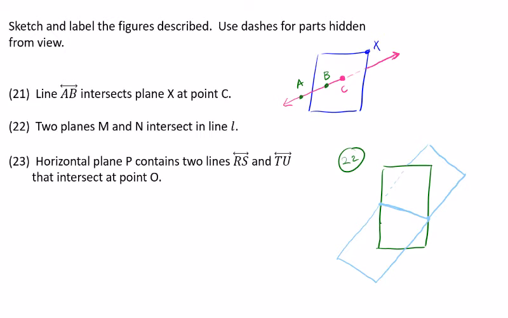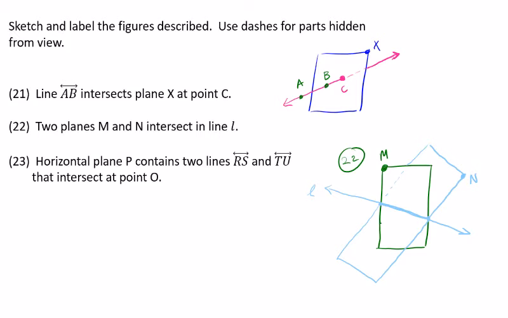So that would be the line that they intersect, right? So they intersect at line L. So that would be L. This would be plane N, and this would be plane M. All right.